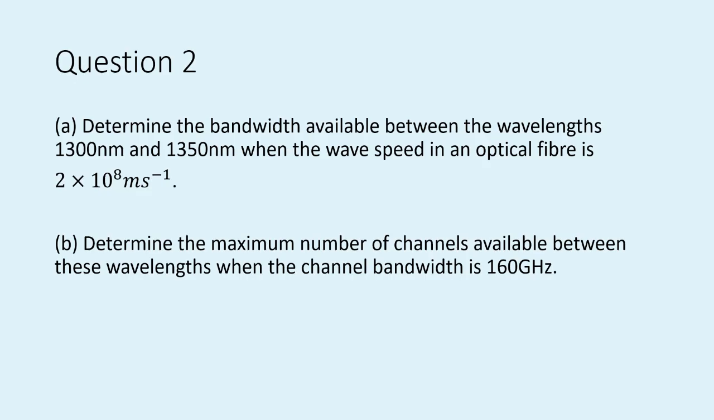Okay, let's have a look through this question. We were asked to calculate the bandwidth available between the wavelengths 1300 nanometers and 1350 nanometers and also given the wave speed. Bandwidth, remember, is the range of frequencies in which our cable, or whatever it is we're using to send the signal, is effective at operating. It's about a range of frequencies. So we need to convert these into frequencies to do this calculation. We're using that formula again, c equals f lambda, so the frequency is equal to the speed over the wavelength.